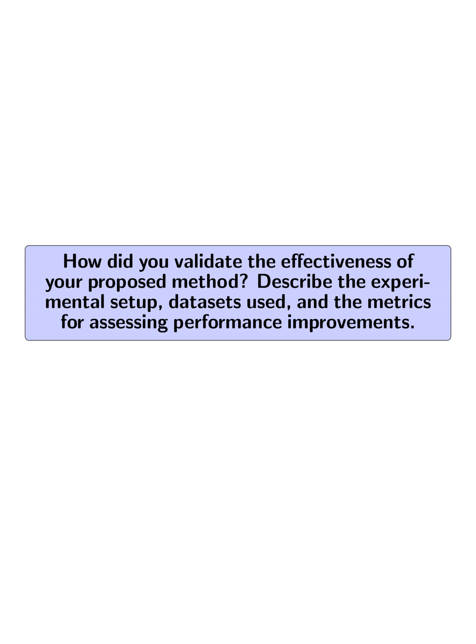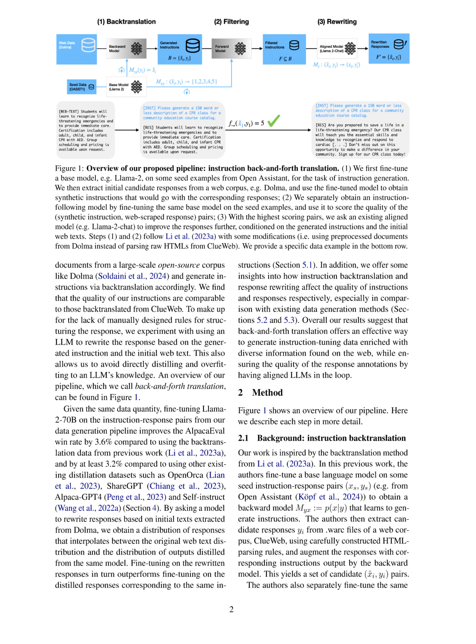How did you validate the effectiveness of your proposed method? Describe the experimental setup, datasets used, and the metrics for assessing performance improvements. To validate the effectiveness of our proposed method, we fine-tuned the Llama 2 models on instruction response pairs generated from our back-and-forth translation pipeline and compared their performance against various baseline datasets. We utilized the Common Crawl subset of the Dolma corpus for initial web-crawled responses and employed 3,200 high-quality seed examples from the Open Assistant dataset for training the forward and backward models.